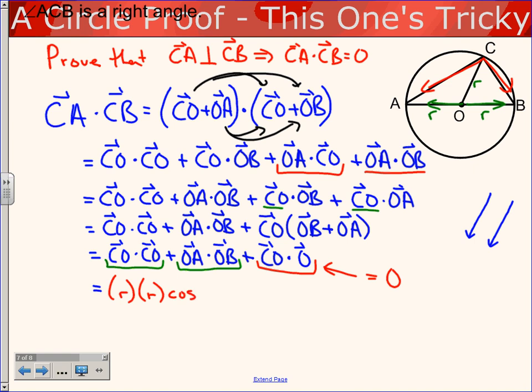Well, that means I have to take these two vectors and line them up tail to tail, right? If I line them up tail to tail, the angle between the vectors is 0, isn't it? So cos of 0.